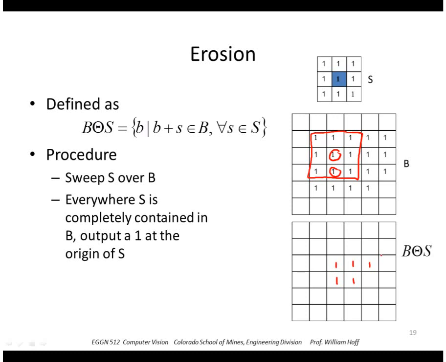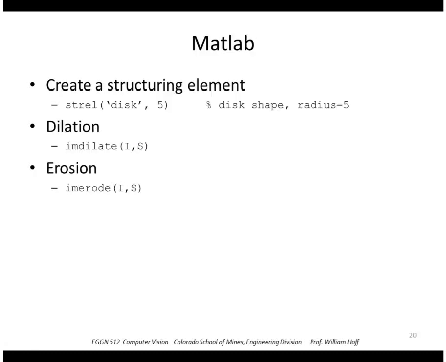So that shrinks regions. In MATLAB, there are functions to do these operations. There's a utility function called strel to create a structuring element. You don't really need this. You could create your own, which is just a small binary image. But you could use the result S in this imdilate function or an imerode function.